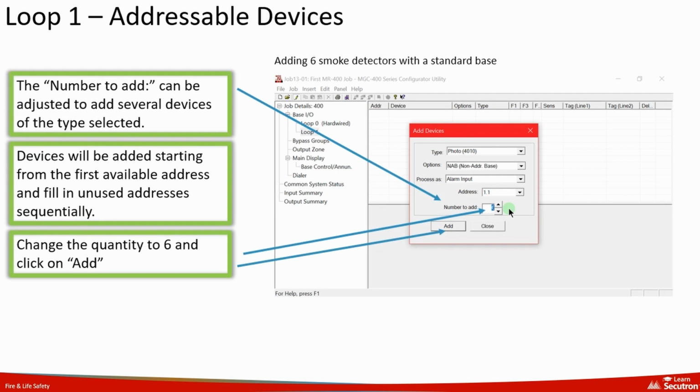You have the option to specify the number of devices you want to add. Here, change the quantity to add 6 smoke detectors. Upon confirming the addition by clicking Add, these devices will populate in the system, starting from the first available address, and continue sequentially. This feature is useful for efficiently adding multiple devices of the same type to your configuration.